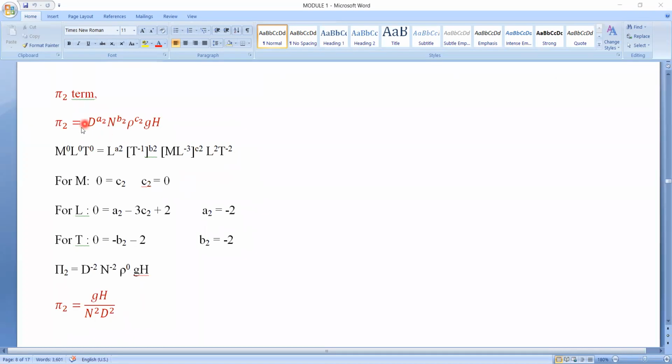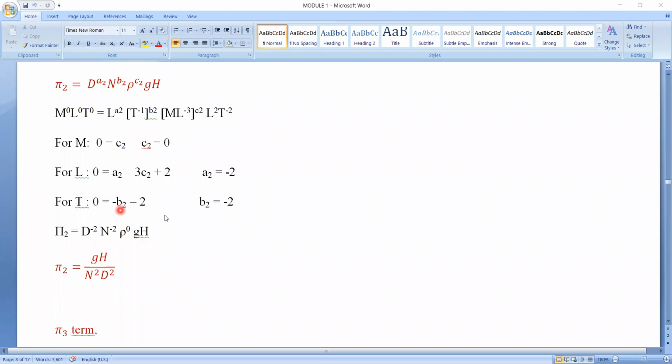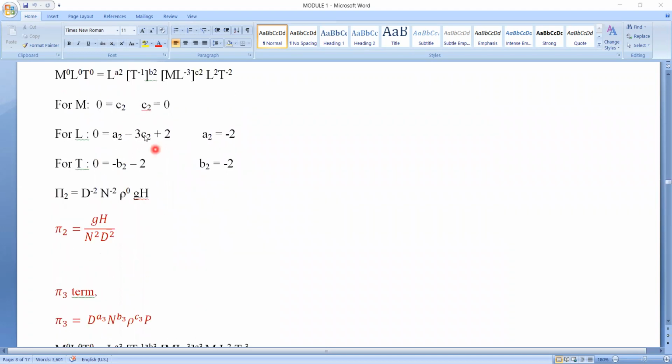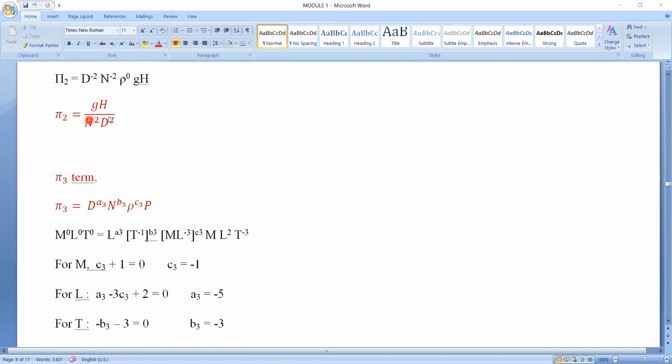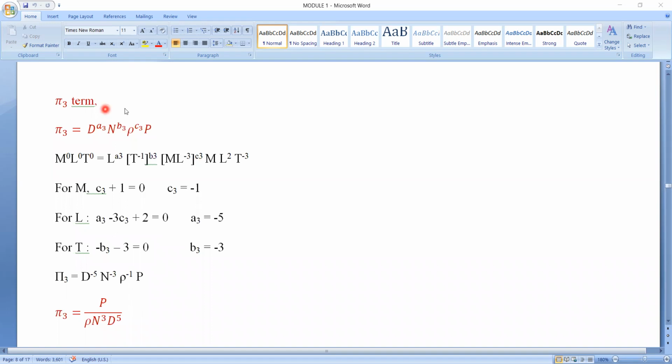Now for the pi 2 term, you are supposed to take the indices as a2, b2 and c2. For pi 1, you have taken a1, b1 and c1. Similarly for pi 2, you have to take a2, b2 and c2. Repeat the same procedure, get the values of a2, b2 and c2. The procedure is the same here, and you will get pi 2 as gH by n squared d squared.